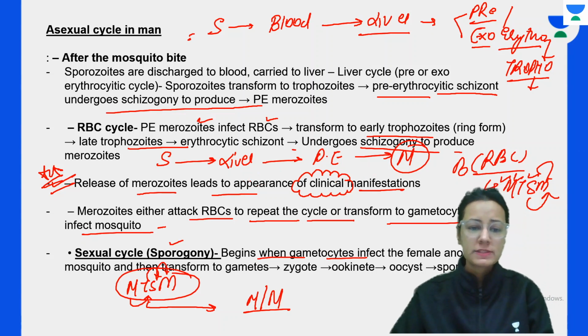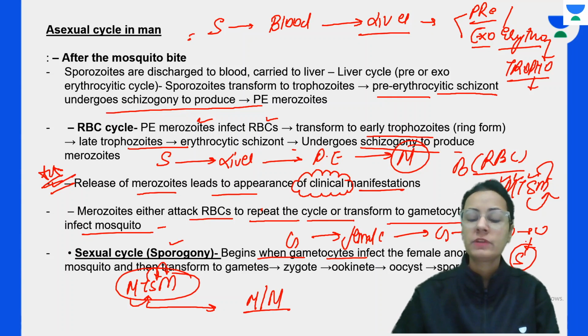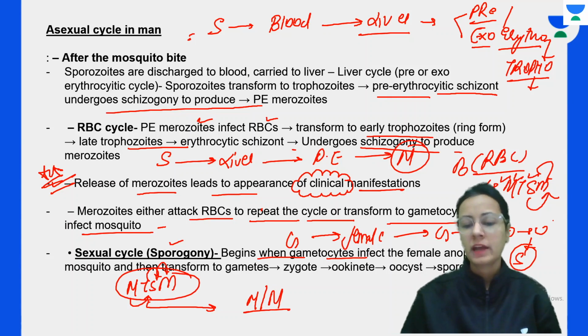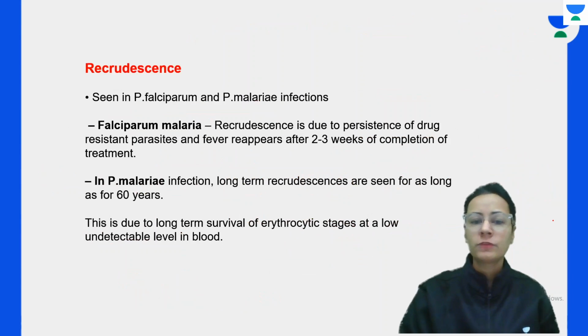The sexual cycle begins when the gametocytes infect the female Anopheles mosquito and then transform to gamete, then zygote, then ookinete, oocyst, and the sporozoite. This sporozoite will again bite the human and will infect the person. So that is the infective form for humans.